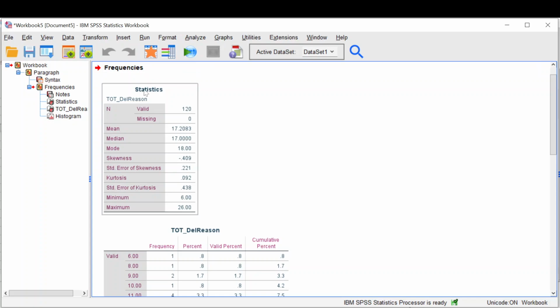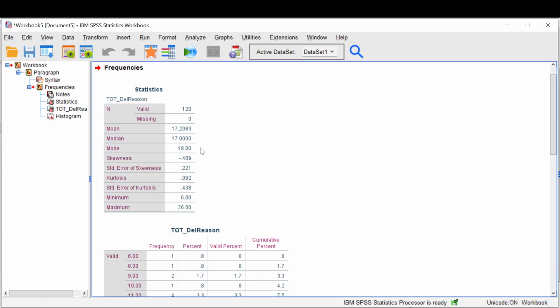So here we start with our statistics box to show that we had 120 responses, 0 missing. Excellent. These are the indicators here. 17.2083 was our arithmetic mean. Essentially, if we take all of the data, all of the responses for the total delay reason, add them up, and divide by 120, we would end up with an average of 17.21. Remember, this is out of 28 in total.